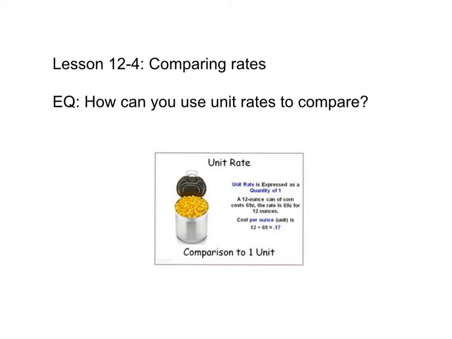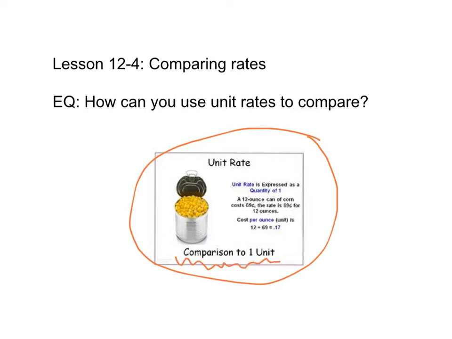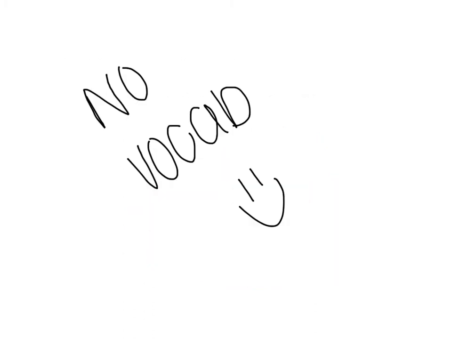This is lesson 12-4, comparing rates. Our essential question, how can you use unit rates to compare? And this picture just details, again, what a unit rate is. We talked about it in the last lesson. The important part is that it compares to one unit. There's no vocab for this lesson.